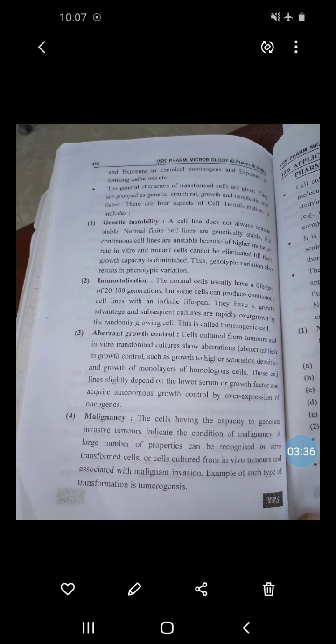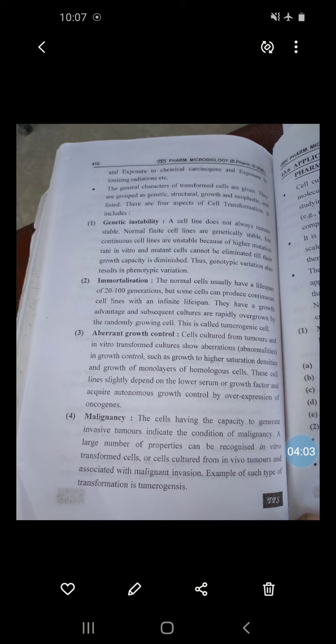Last, malignancy, the cells having the capacity to generate invasive tumors. It indicates the condition of malignancy. A large number of properties can be recognized in in vitro transformed cells or cell cultures from in vivo tumors, associated with malignant invasion. An example of such transformation is tumorigenesis.